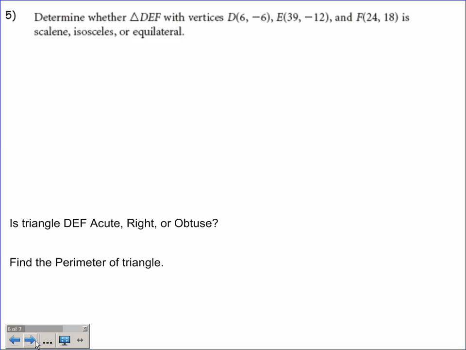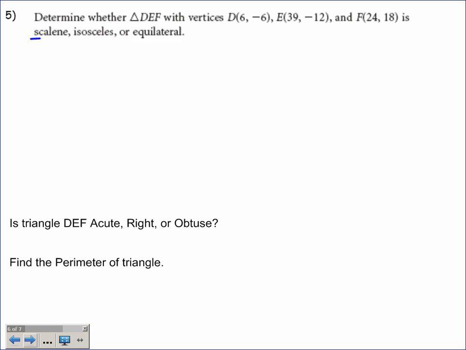Okay. Number 5. It's an okay problem. It's a little bit long. I'm going to add a couple things to it just so that you guys can see kind of what's going on for your homework with this. I'm going to pick probably about 3 different people to do it, though, so we'll do it that way. It says determine whether triangle DEF with vertices D, E, and F is scalene, isosceles, or equilateral.